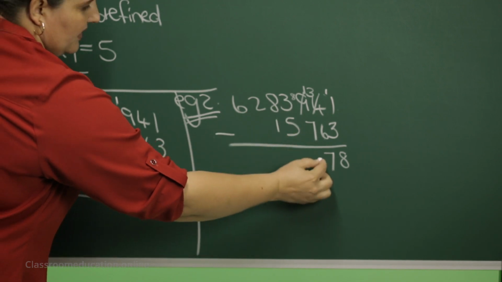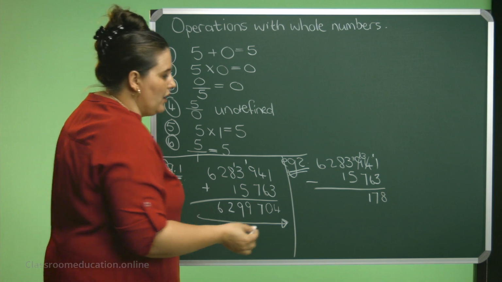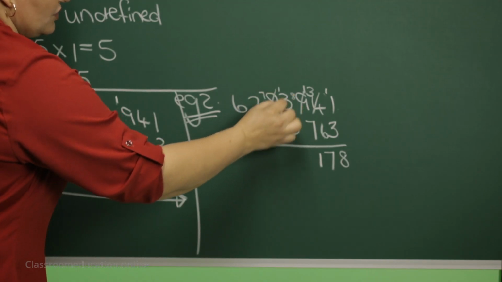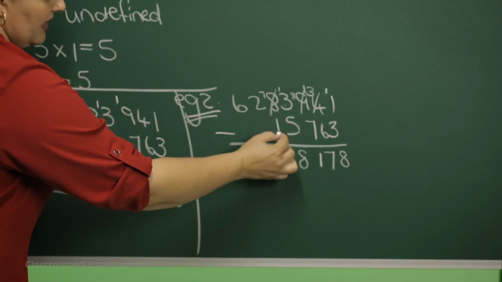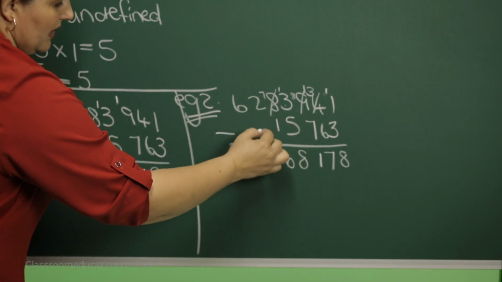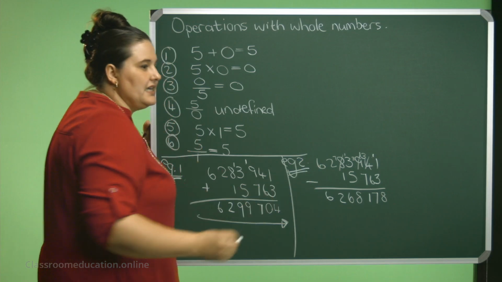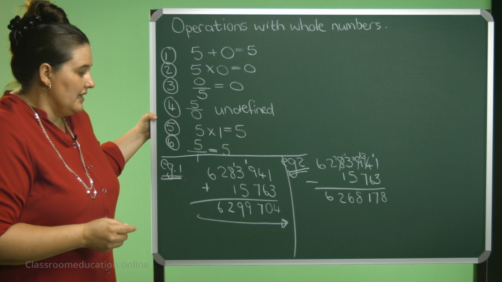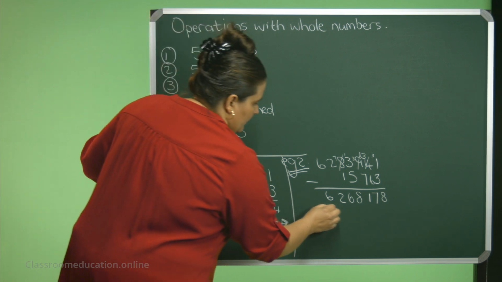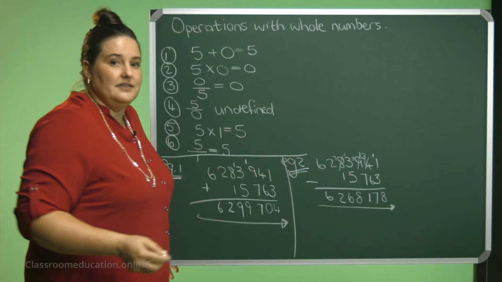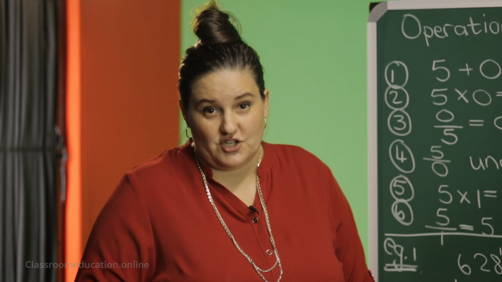8 minus 7 is 1. 3 minus 5, you can't, go and borrow. So that becomes 7. So it's 13 minus 5 is 8. 7 minus 1 is 6. 2 minus 0 is 2. And 6 minus 0 is 6. The answer is 6,268,178. Okay. Now, let's do example 3 now, the multiplication.